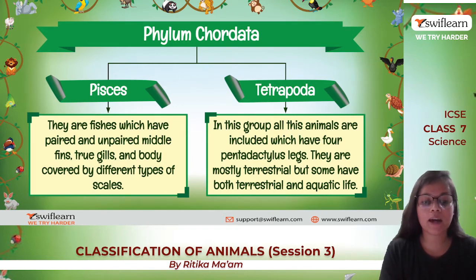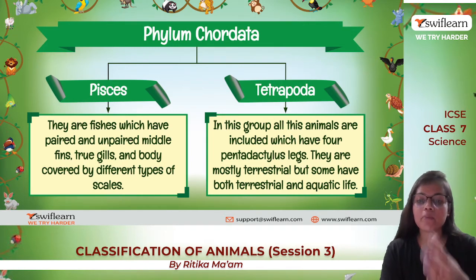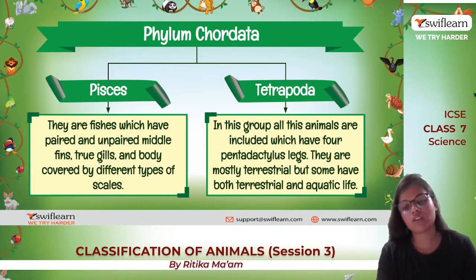So here, Pisces is the fish family. So these are the fishes. They have unpaired and paired median fins. They have gills, and their body is covered with scales which help them in movement in water.